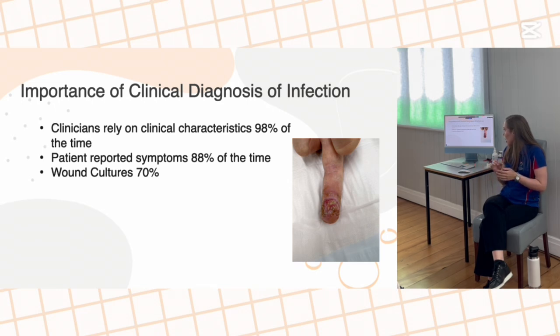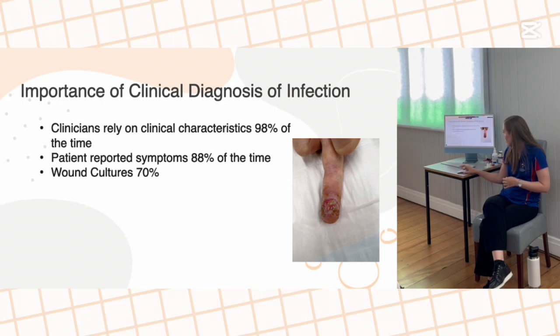And then also I like going over the clinical importance of diagnosing infection. So with infection, myself as a clinician, I rely on clinical characteristics. I'm not able to order swabs. And I found this lovely stat of 98% of the time, that's what we use. But then we have also patient-reported symptoms of them being unwell, but then also root cultures, they come in to let us know exactly which bacteria is present, so we need to start with any antibiotics.